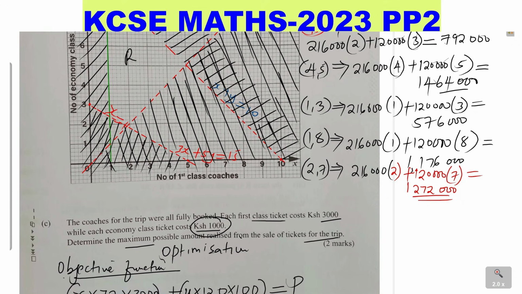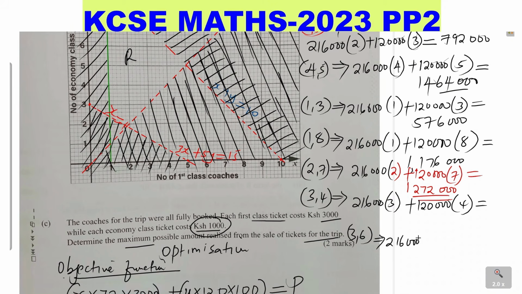So (3, 4) and (3, 6). For (3, 4), we have 216,000 times 3 plus 120,000 times 4. That will give 1,128,000. Then for the upper side, (3, 6), we have 216,000 times 3 plus 120,000 times 6. This is going to give 1,368,000.